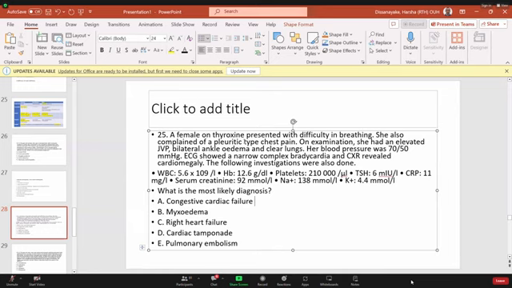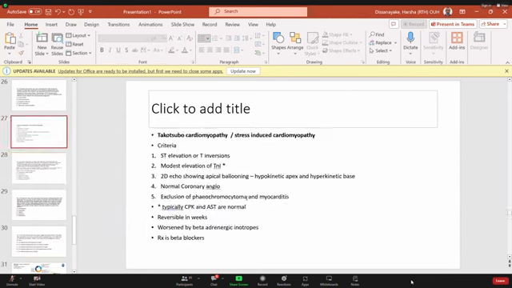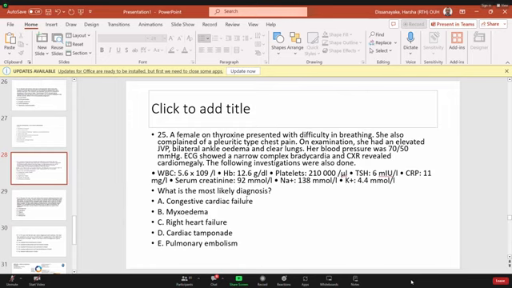Neither congestive heart failure, pleuritic chest pain, high JVP, ankle swelling, low blood pressure, narrow complex, cardiomegaly, normal bloods, are compatible with congestive cardiac failure. Myxedema. Is there anything that is not compatible with myxedema?